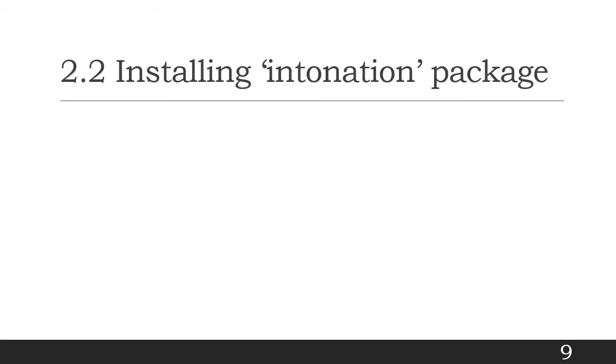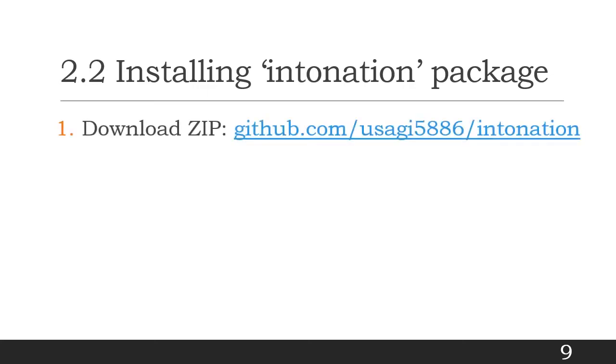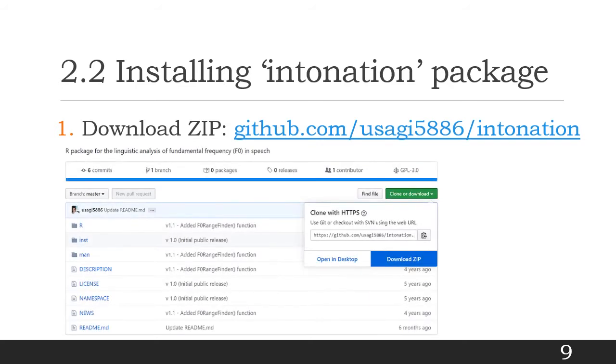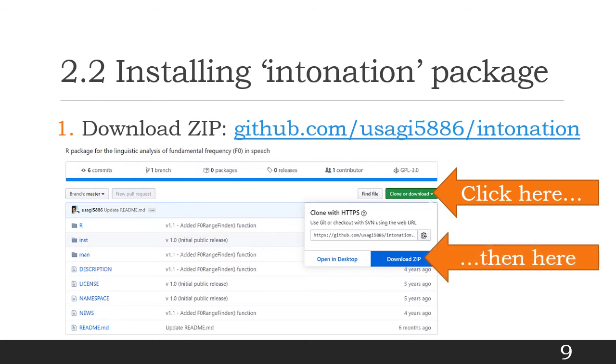So now we can begin installing the intonation package itself. The first thing to do is to download the zip file. So go to this address, and you will see something like this in the middle of the page. On the right side, there's a green button, clone or download, and then it will pop up with this window. Click the blue button, download zip.